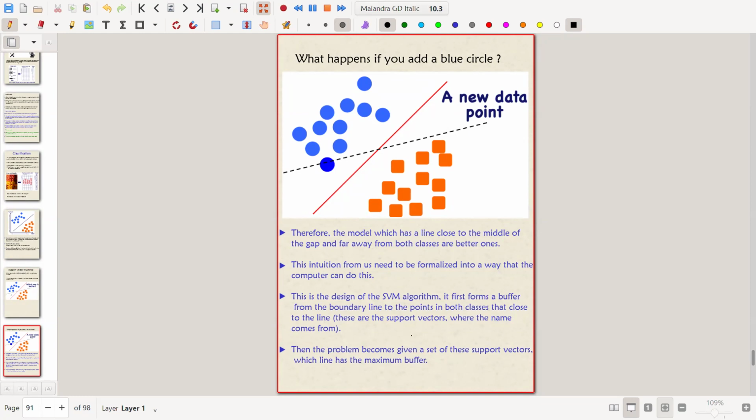You always wonder, everyone is saying support vector machine, but where did it actually come from? It came from the support vectors. So then the problem becomes: given this set of support vectors, which line has the maximum buffer? You can see this is an optimization problem. We are saying, given a set of support vectors, which buffer has the maximum value? Now you can appreciate that this is turning into an optimization problem, so we have to learn about optimization.